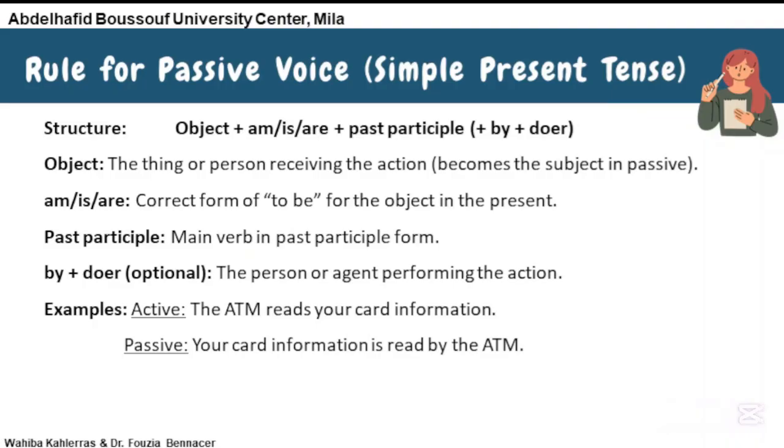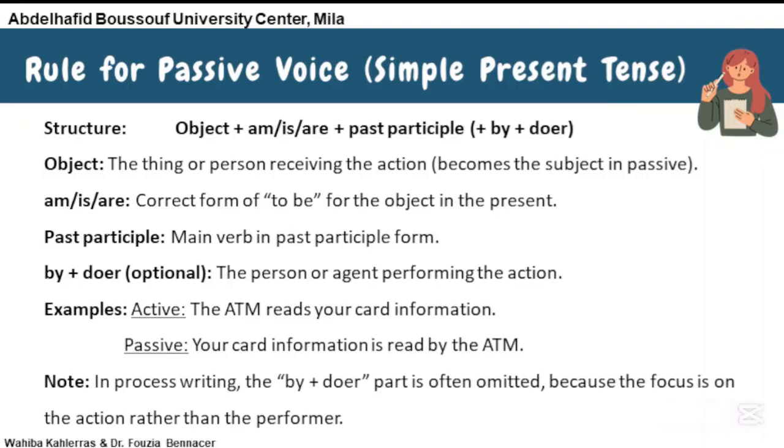Card information can be replaced with the pronoun it because it is singular, so I have to choose is, not am, not are, and then I put the verb to read in the past participle because the verb to read is irregular. Past participle is read. We do not add ed. Then I add the doer of the action, which is the subject, by the ATM. In process writing, the by plus doer part is often omitted, as we explained, because the focus is on the action rather than the performer.